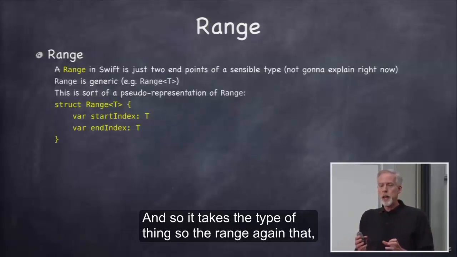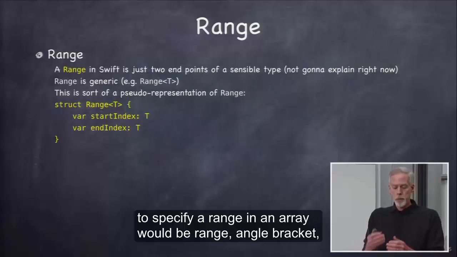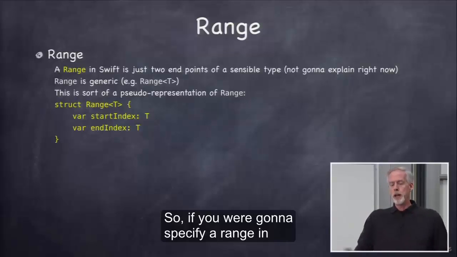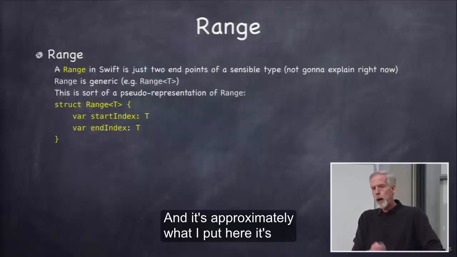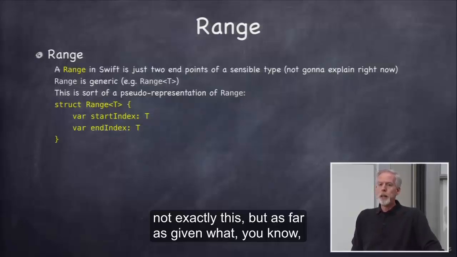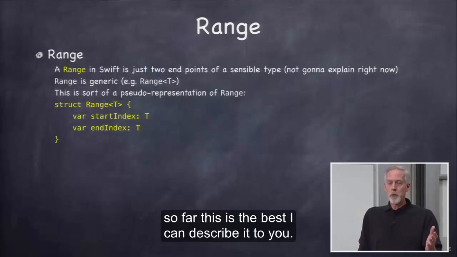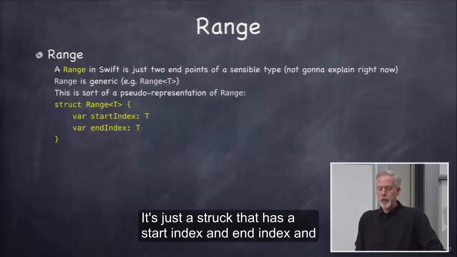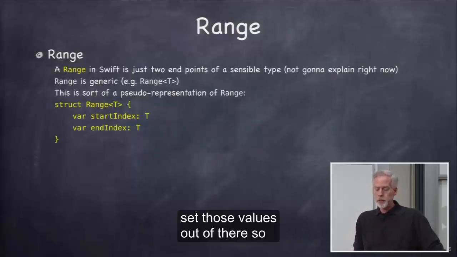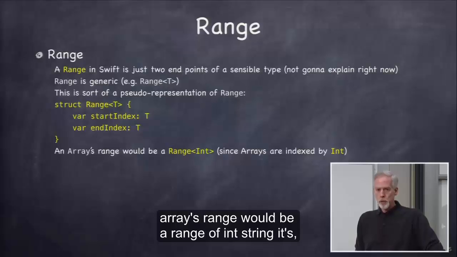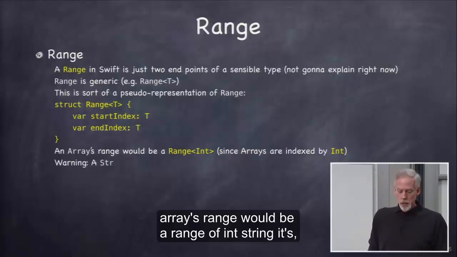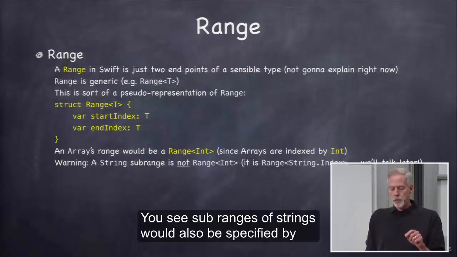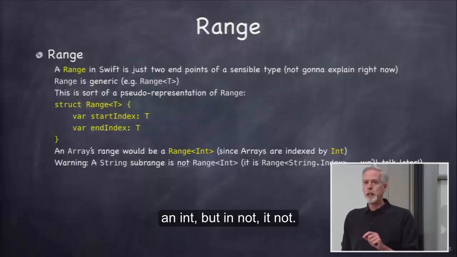To specify a range in an array would be Range angle bracket Int, because ints are how you index an array. It's approximately what I put here. It's not exactly this, but given what you know so far, this is the best I can describe it to you. It's just a struct that has a start index and an end index, and you can get those values and set those values. So an array's range would be a range of Int. You would think subranges of strings would also be specified by an int, but it's not.